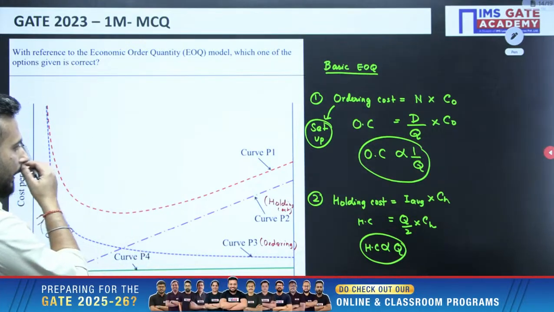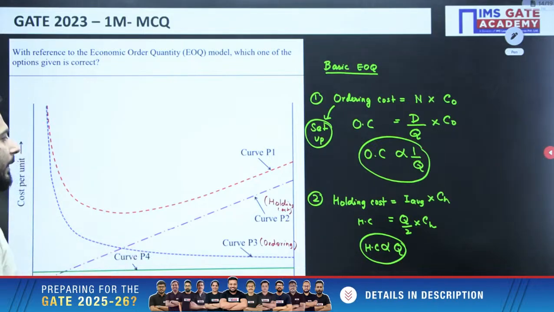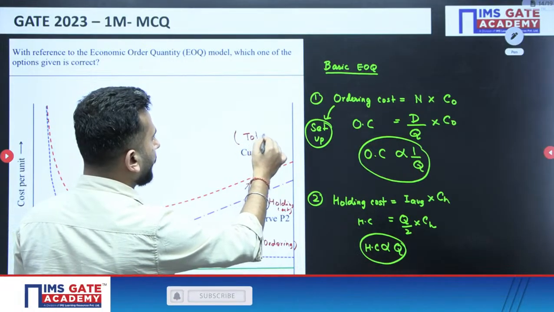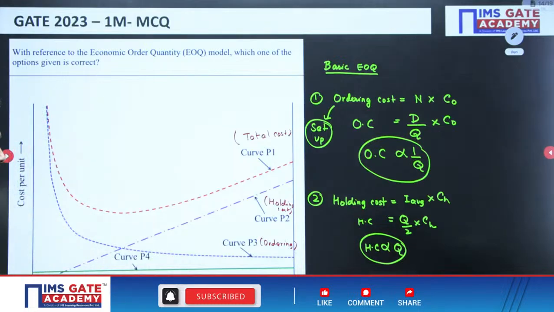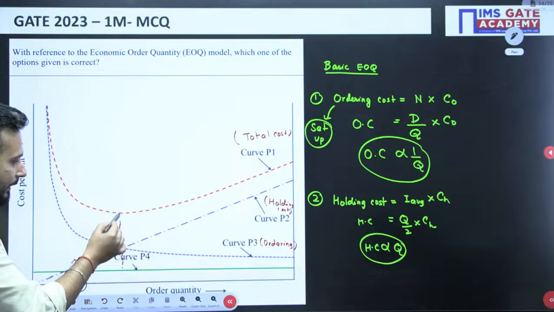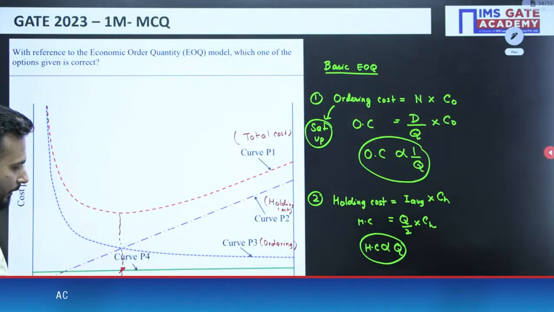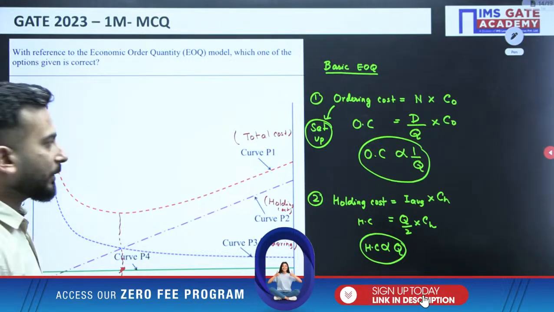So the red curve is the curve of total variable cost, or the total cost. You can say that curve P1 is the curve for total cost, right? You know that wherever these curves intersect, that point is nothing but the EOQ point. So all these concepts you know already.